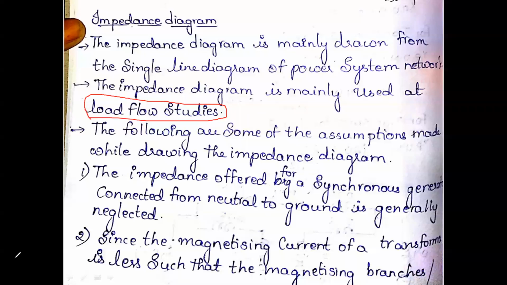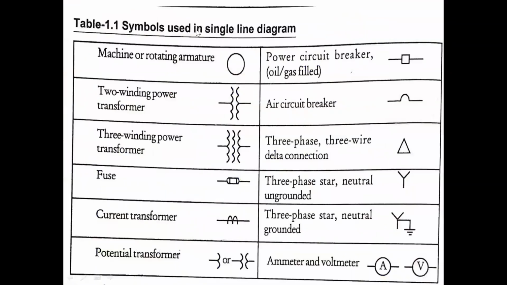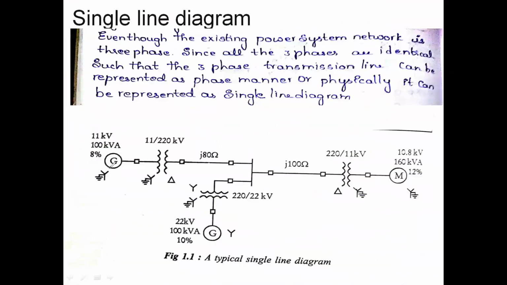For drawing this impedance diagram, we will make some assumptions. The first assumption is that the impedance offered by the synchronous generator connected from neutral to ground is generally neglected. Generally, in a single line diagram you have seen a star connector which is connected to ground, and it will be grounded using some resistance or some inductance, which we come across in our power system.